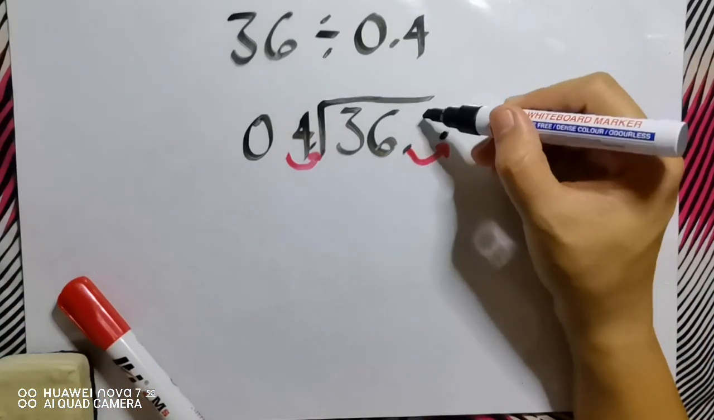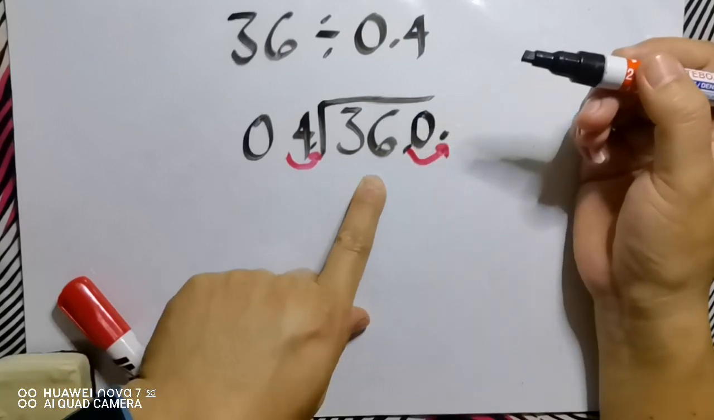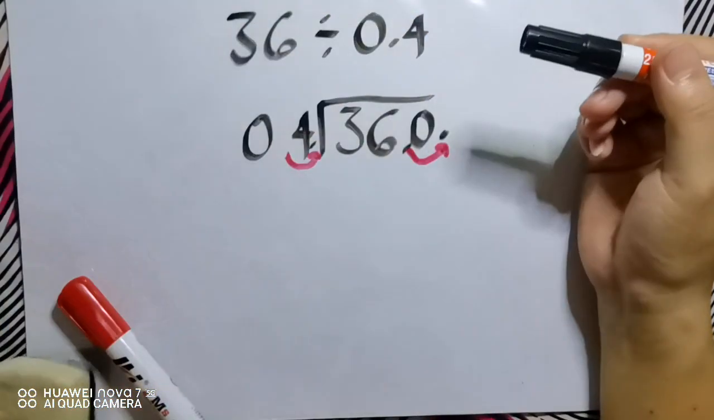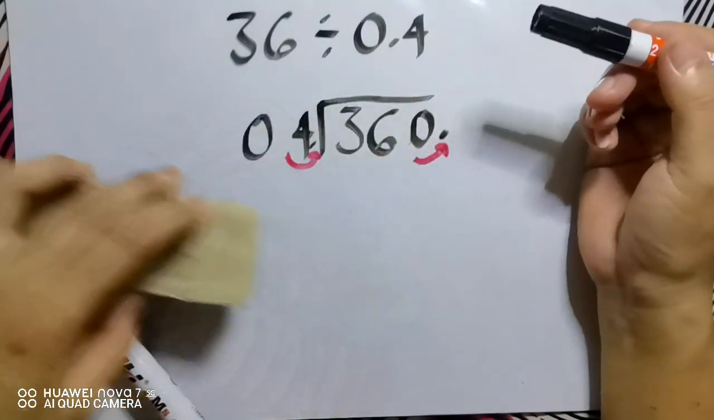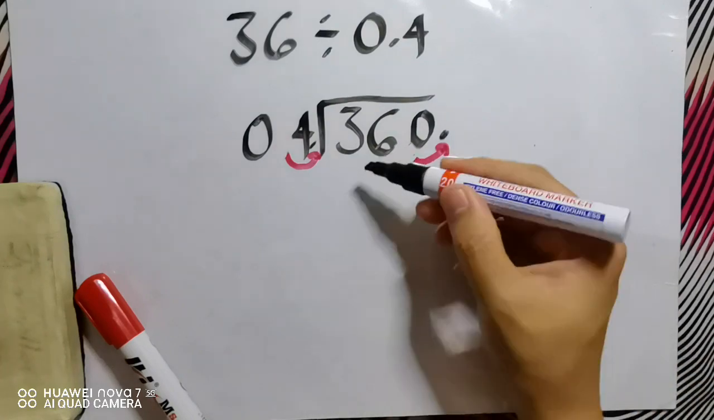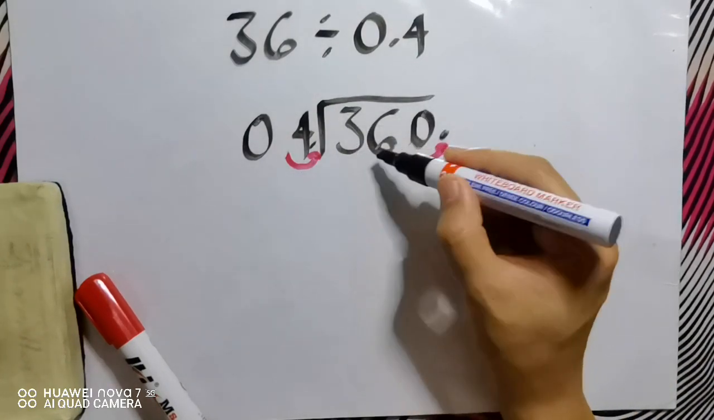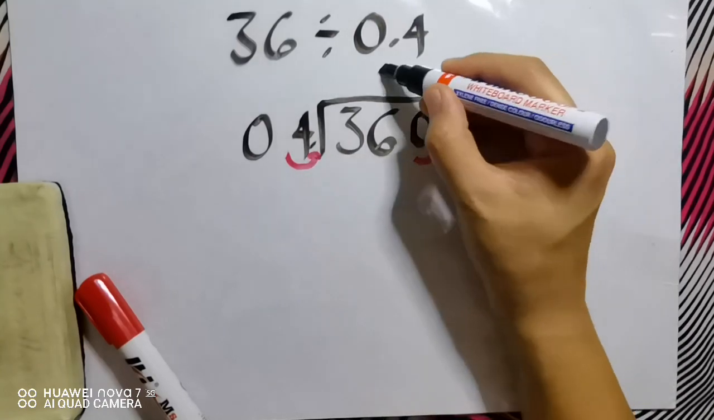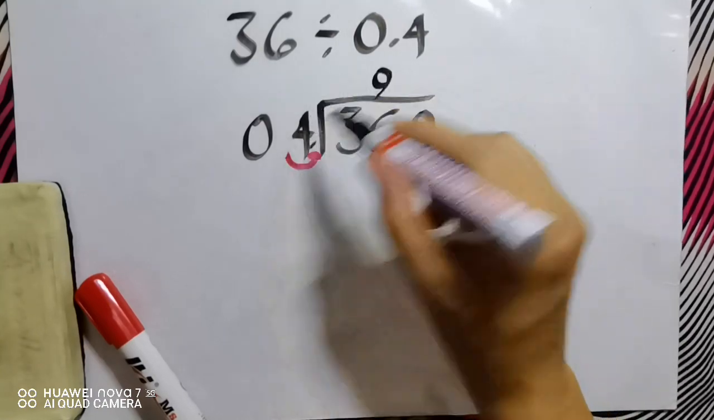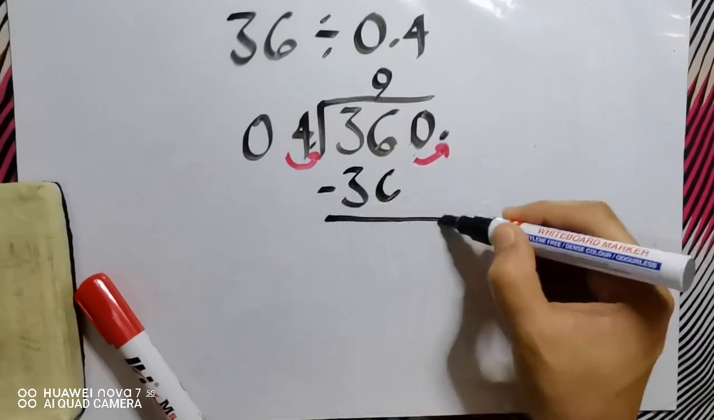Ano lalagay mo dyan? Lagay ka ng 0. So, yung number mo na 36 kanina, hindi na siya 36. Siya na ngayon ay 360. Diyan ka na pwedeng mag-divide. Okay, so yung 3 divided by 4 ay hindi pwede. So, you're going to use 36. So, 36 divided by 4, have there 9. And then 9 times 4, you have 36.